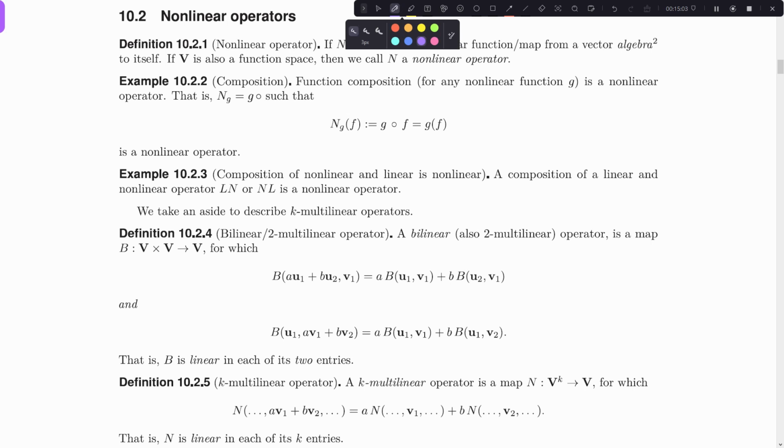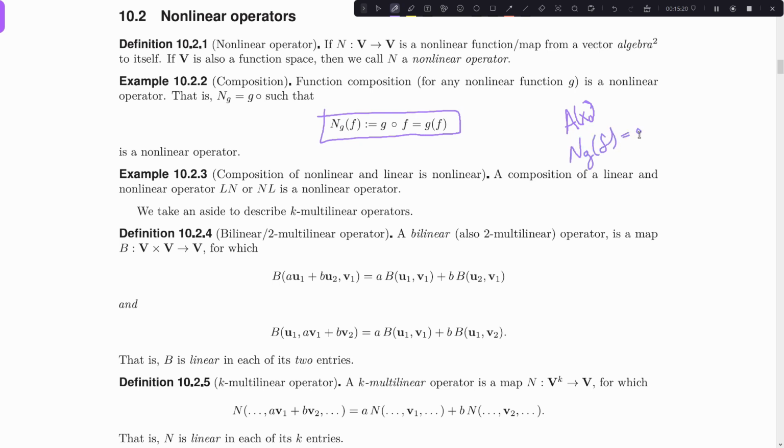For example, right here, this is a really good one. If we have a function space, the analytic functions were a great example, centered at x0, I can consider the nonlinear operator N sub g, which just gets defined by composition. It's just going to be the function g of f of x. That's still an analytic function centered at x0. And yet, if g is nonlinear as a function, this operator itself, which maps f to a new analytic function, will also be a nonlinear map.